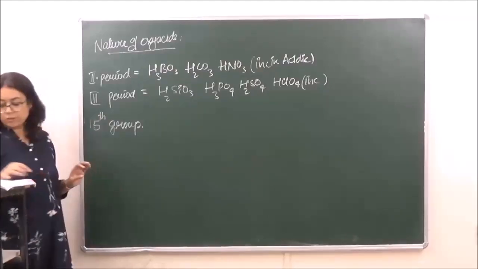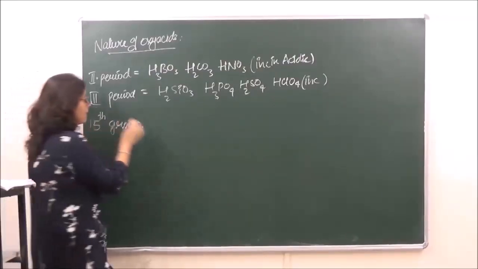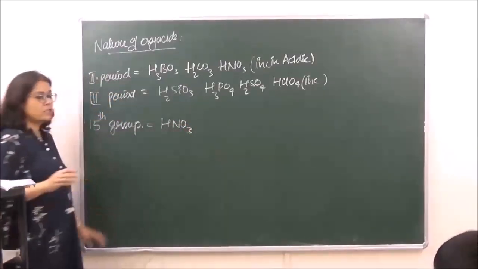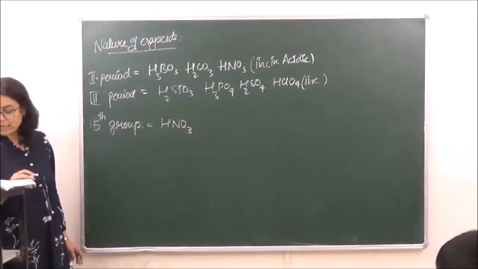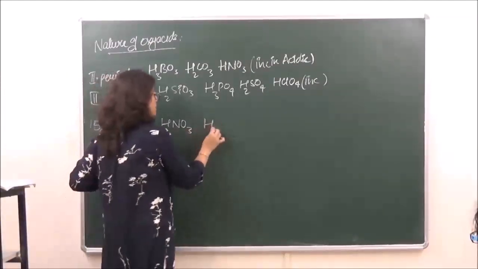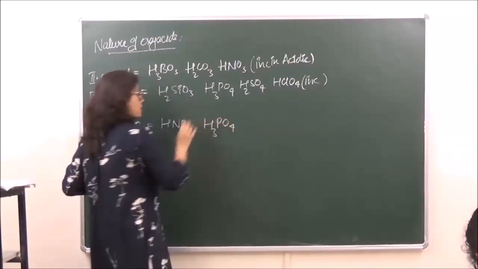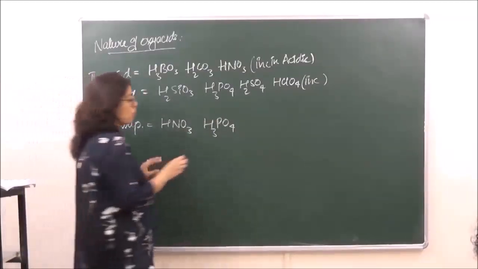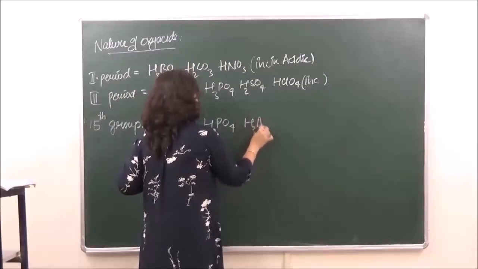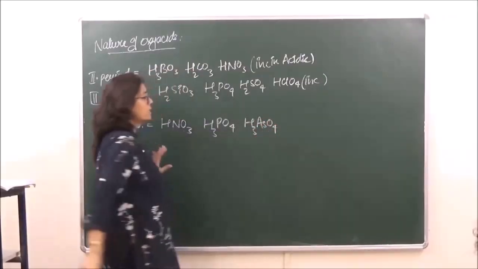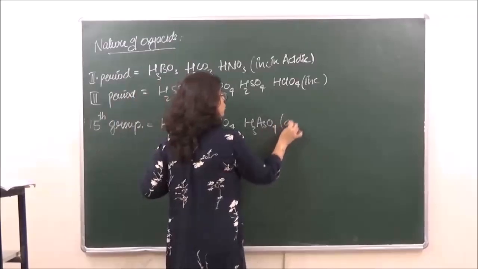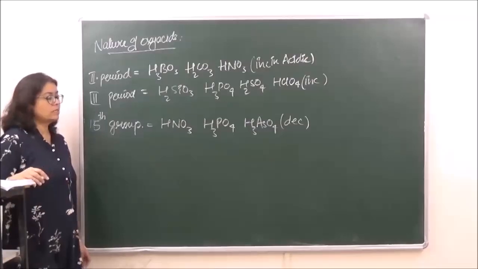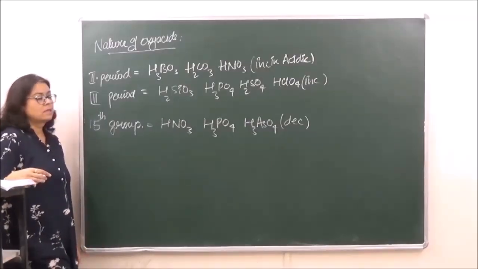15th group, which is the nitrogen family. Nitrogen family में we have the acid forms, they are HNO3. Then there is H3PO4, right? And then there is H3AsO4. The acidic strength down the group is going to decrease. HNO3 amongst all these three is the strongest acid.